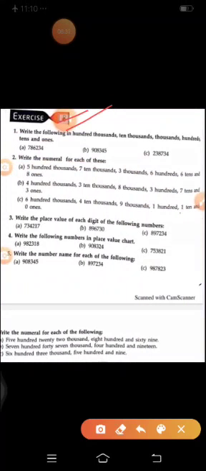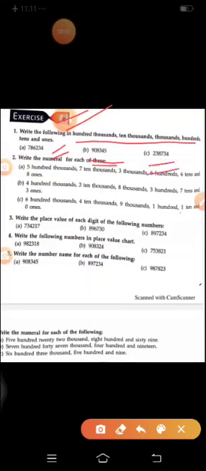In this exercise we have to write the following digit according to the hundred thousands, ten thousands, thousands, hundreds, tens and ones. Okay students, so when we write it we will find 7 hundred thousands, 8 ten thousands, 6 thousands, 2 hundreds, 3 tens and 4 ones. Okay, so you can easily write the other parts.